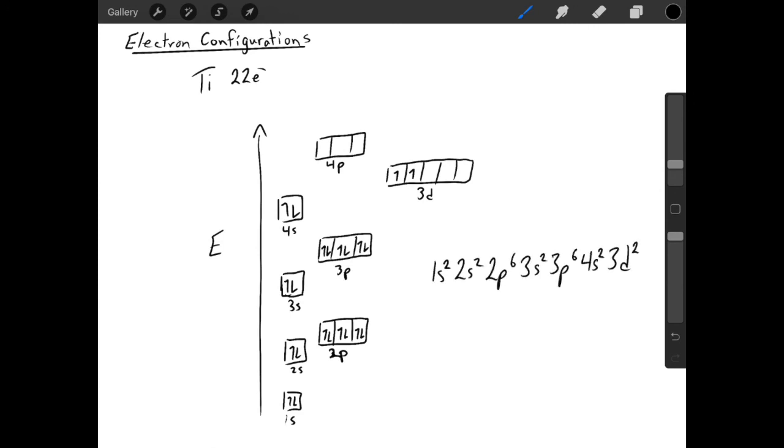So at this point, it's worth noting that the only subshell that will not be filled is the very final subshell, the one furthest to the right. The 3d subshell is only partially filled, and everything to the left of it, everything to lower energy, is going to be completely filled.